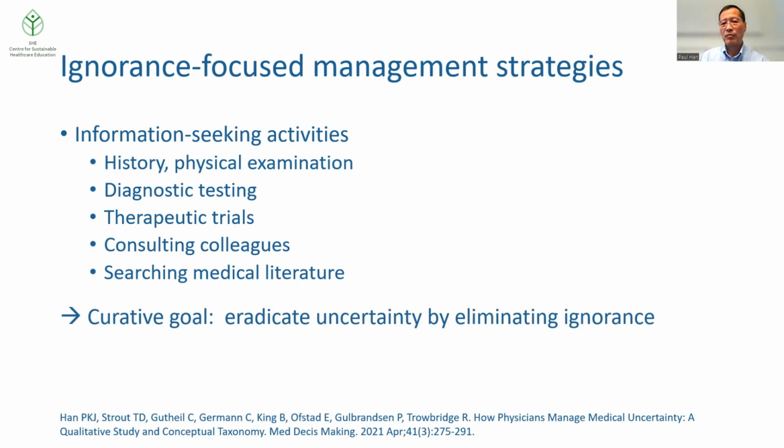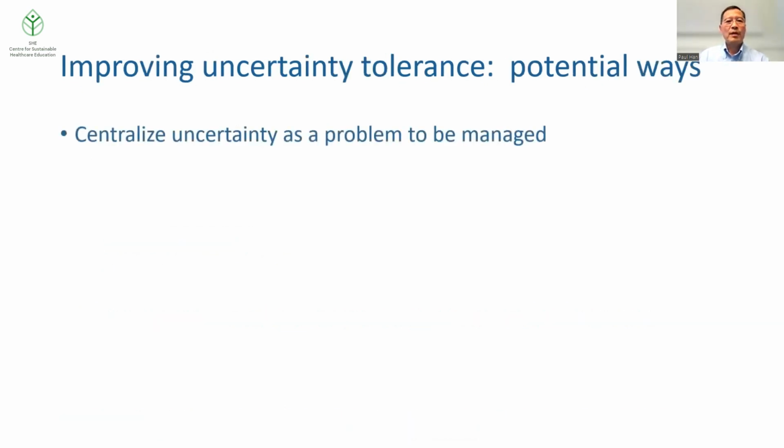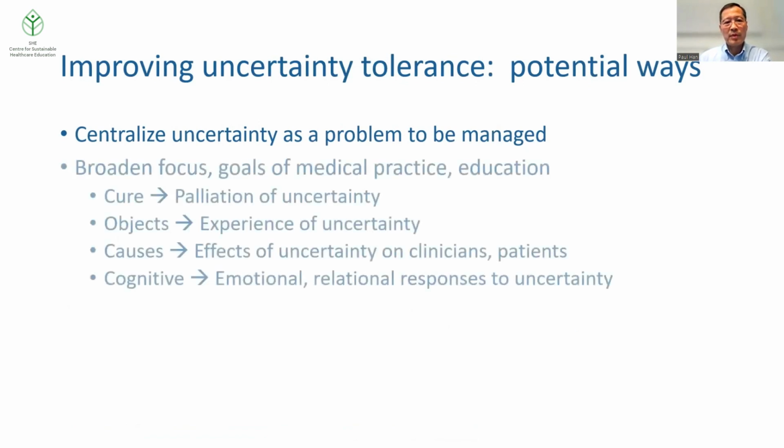We need to just get rid of uncertainty by eliminating our ignorance. But these things really point to some deficits, I think, that you could argue are fundamental causes of uncertainty intolerance in healthcare. And the way that we would then try to improve uncertainty tolerance is basically to undo these three trends. So instead of, as Jay Katz argued, disregarding uncertainty, can we actually centralize it and make it explicit and call it out as a problem to be managed?